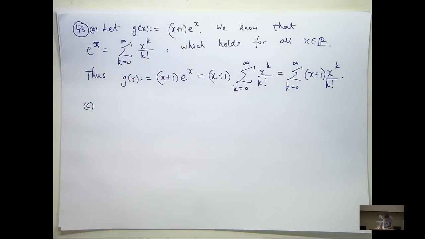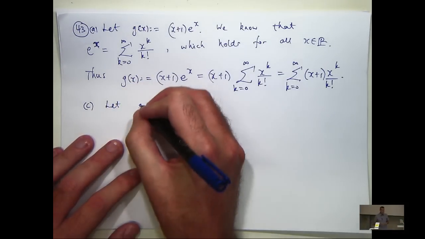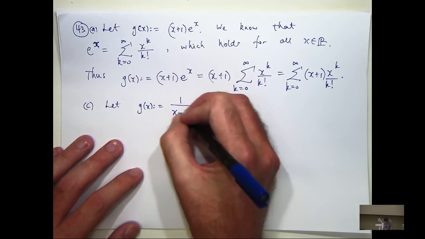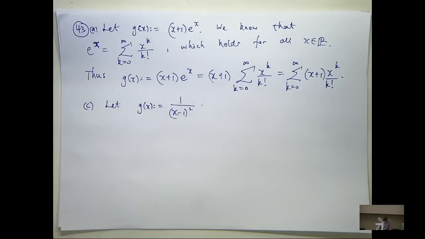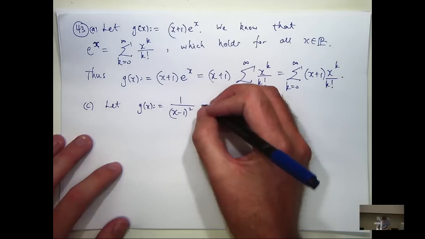Let's move on to part C. Here we have our function g of x defined in the following way. And we're asked to come up with a power series for this function, g of x. Now, I think we're given a hint in this one.